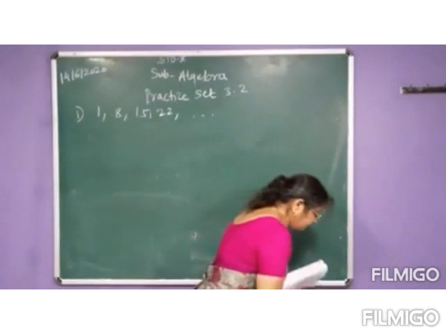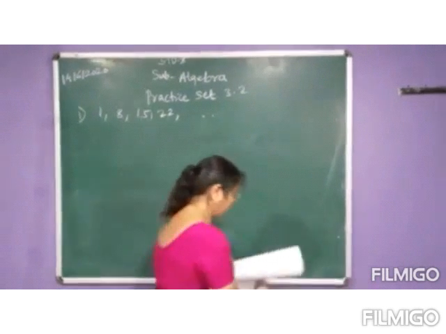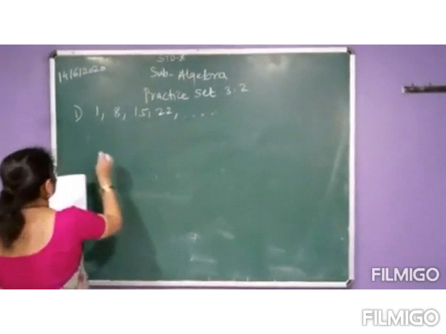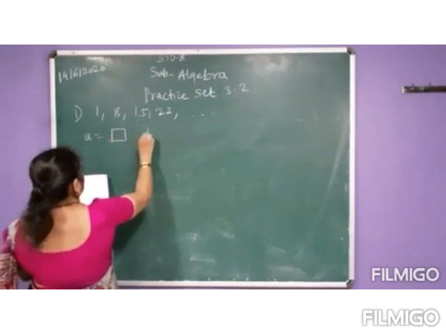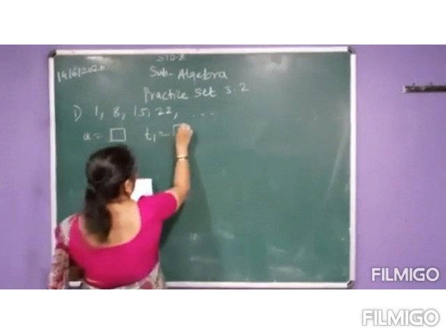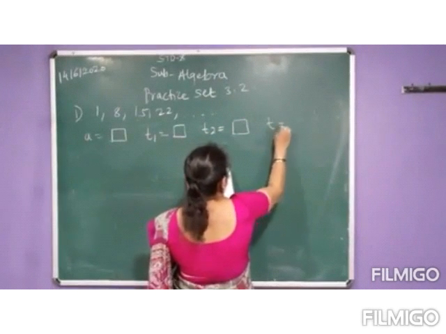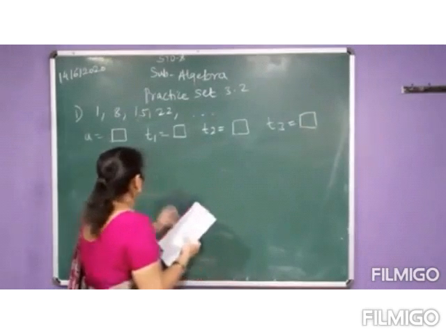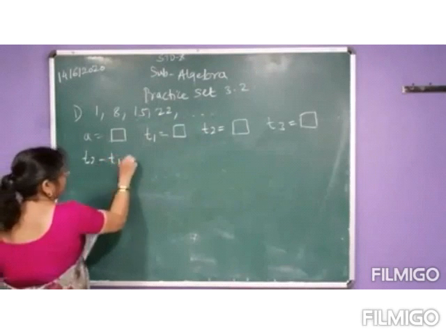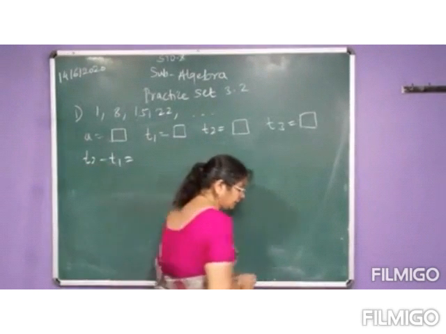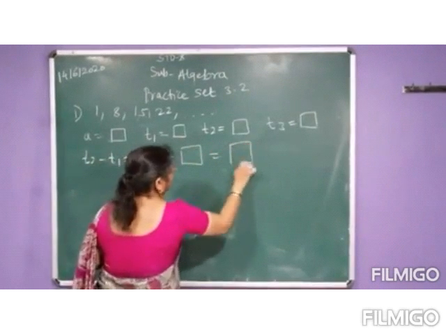Now here, this is actually an activity based question. That means fill ups are there. Here A is equal to, a box is given, then T1, again a box is given, T2, a box is given, and T3, a box is given, correct? So here, then T2 minus T1. That means box minus sign box is equal to again a box.